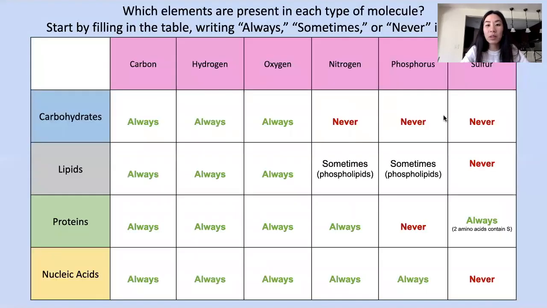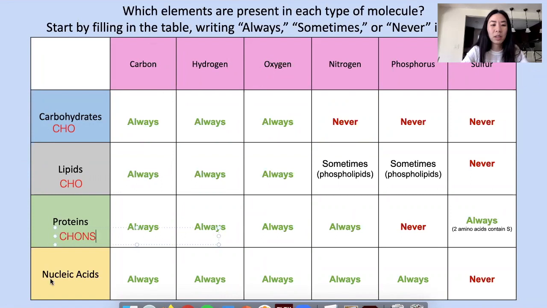This was the slide. To help me remember, I remember it as CHO. Oh, you can't see the text. So CHO, CHONS, and CHOMP. The exception would be for lipids. Sometimes they'll have nitrogen, sometimes they'll have phosphorus, but only for phospholipids. Okay, so the way I memorize is CHO, CHONS, CHOMP.